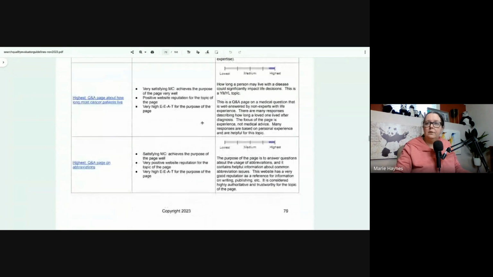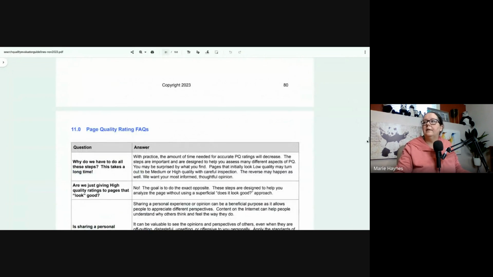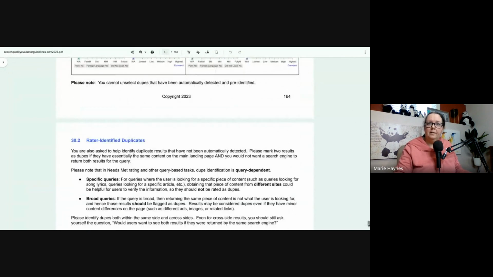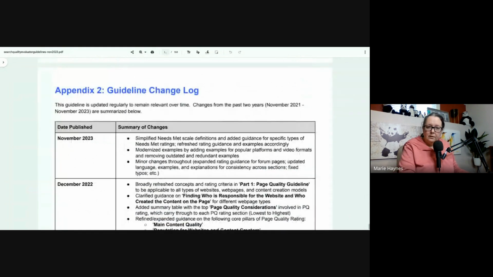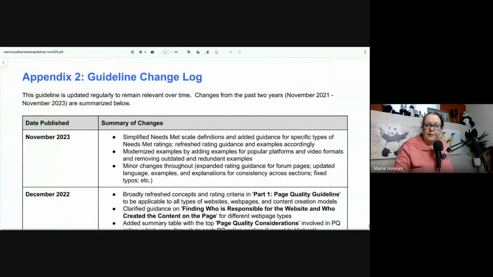This is the new QRG, and at the very end, can you, there we go. You guys can see that? It's not too small? Good. Okay. So they say that they simplified the needs met scale. Like I said, I looked at that. We'll come back to that.